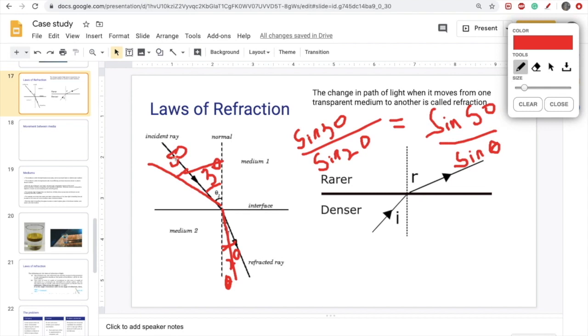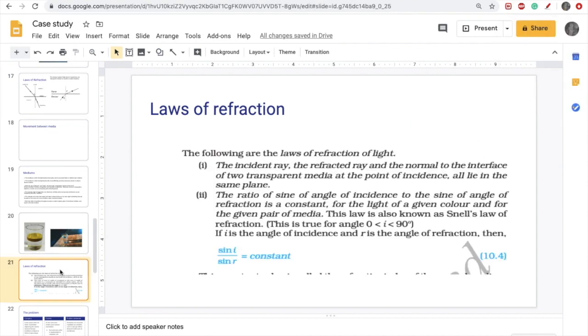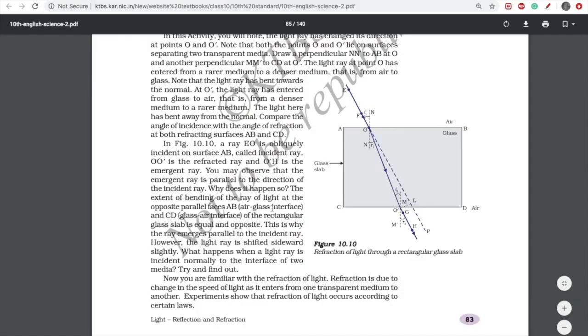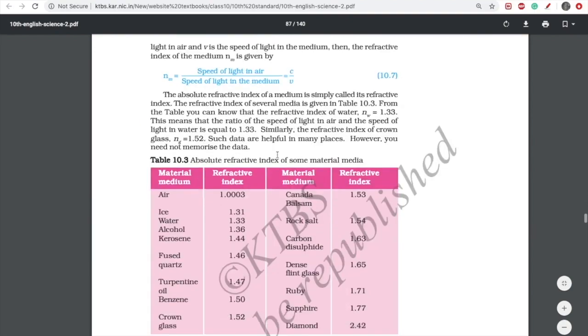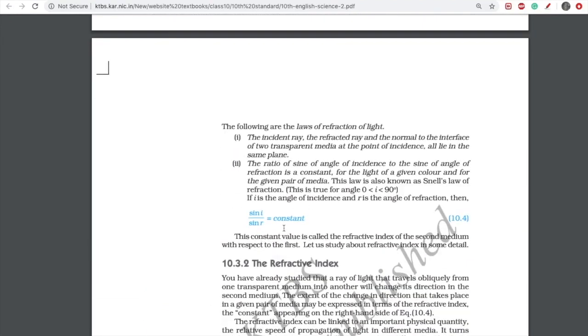So if it comes at one angle and goes at another angle, the ratio of the sines of those two angles will always remain constant. This is a very nice law. Now we can find out the angle at which it will bend. Now let us look at the textbook. After this, the constant value is called the refractive index of the second medium with respect to the first medium.